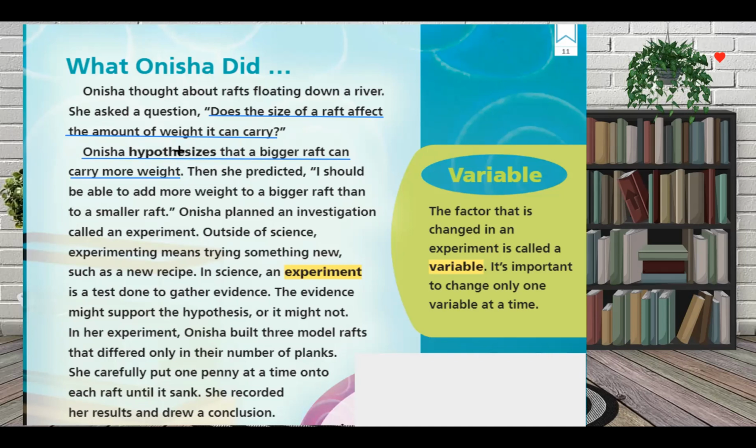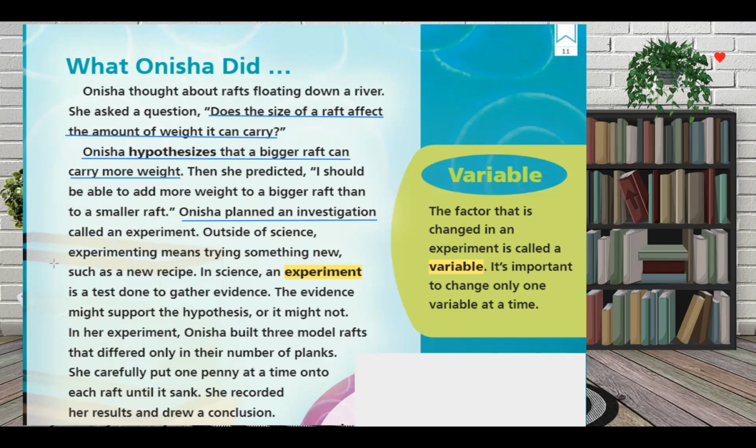Excellent, girls. Perfect. Then she predicted. See, predict means to give a good guess. She said, I should be able to add more weight to a bigger raft than to a smaller raft. See, she is predicting that the bigger raft can carry more weight. All right? Then Unisha planned an investigation. See, she made a plan called an experiment. Okay, she made her plan. This is the third step, and she called this plan experiment.